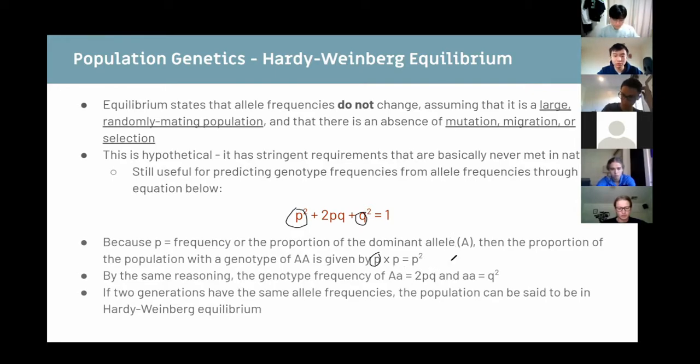So if you apply the same reasoning, the genotype frequency of big A, little a is 2pq, which is really just P times Q, but you times it by 2 because it can either be little a, big A, or it can be big A, and then little a. And you have little a little a, which is just Q squared.